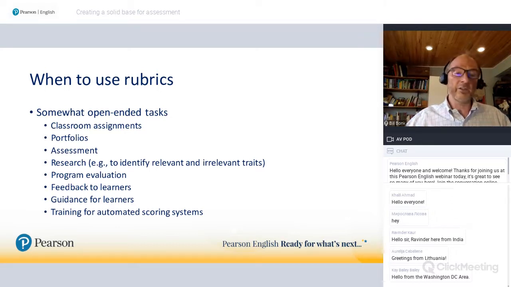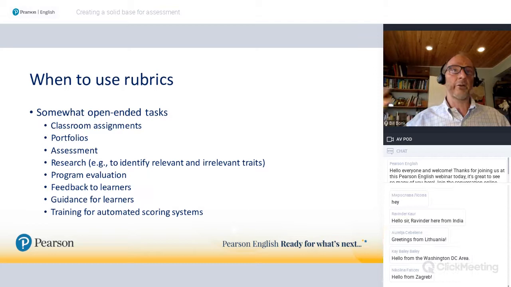Program evaluation is often used when we're trying to figure out whether our learning system is working for our learners, if students are actually learning what we're trying to teach them, or if the teachers feel like their efforts are not being well served. Rubrics can also simply be used to provide feedback and guidance for learners.